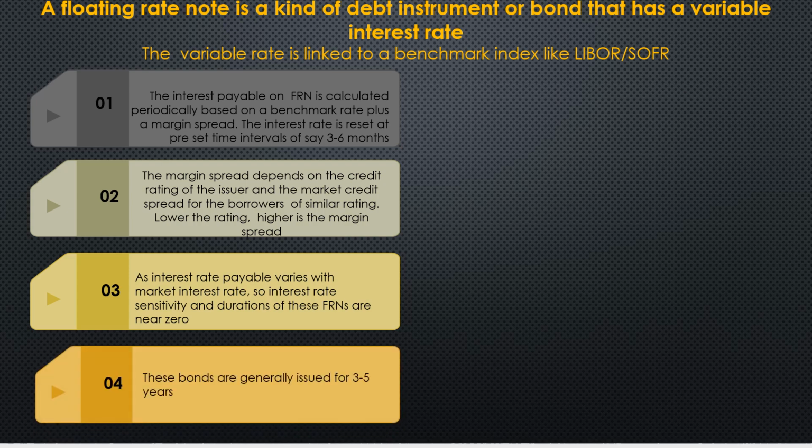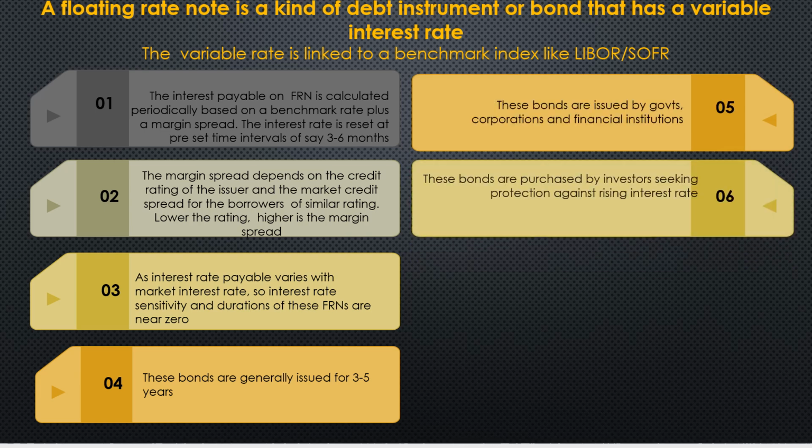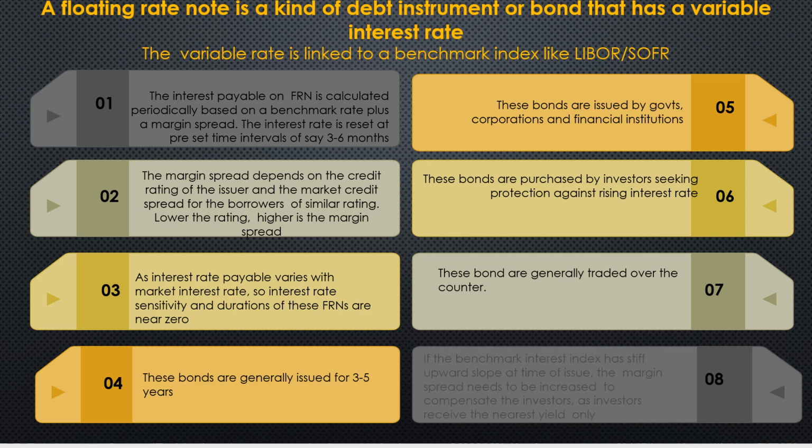These bonds are generally issued for 3 to 5 years. These bonds are issued by governments, corporations, and financial institutions. These bonds are purchased by investors seeking protection against rising interest rates. These bonds are generally traded over the counter. If the benchmark interest index has a steep upward slope at the time of issue, the margin spread needs to be increased to compensate the investors, as investors receive the nearest yield only.